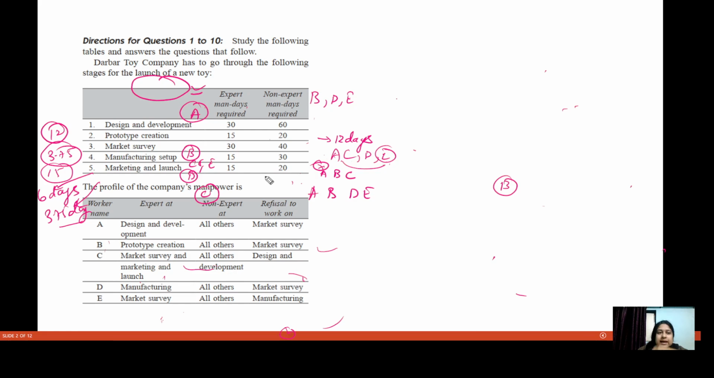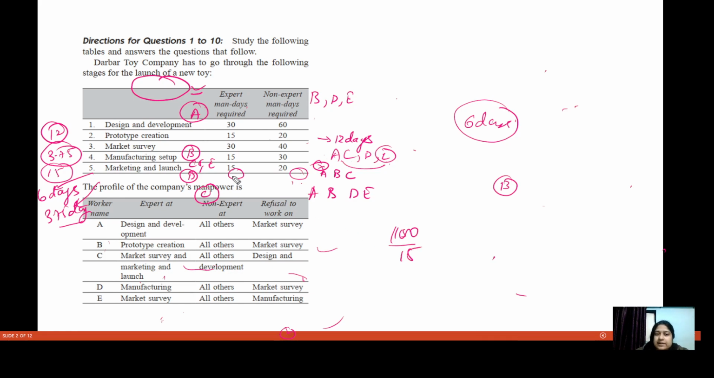Now we earlier found out that manufacturing will take how many days? 15 days. Okay. No, no, no. We found out that manufacturing will take 6 days. Manufacturing will take 6 days. Fine. Now we are removing two people from here. We are removing this A and C from here. So how many days will manufacturing require?